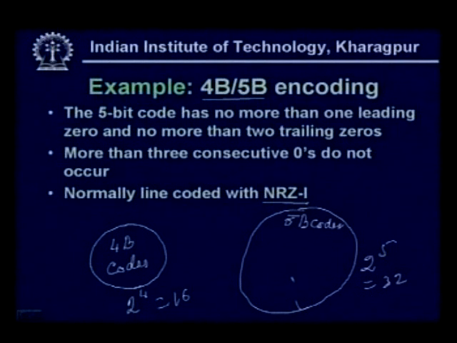So, what will be done, these 4B codes will be mapped to a subset, such that these properties are satisfied. That means the 5-bit code has no more than one leading 0 and no more than 2 trailing zeros, and more than 3 consecutive zeros do not occur. This is how it is being done.